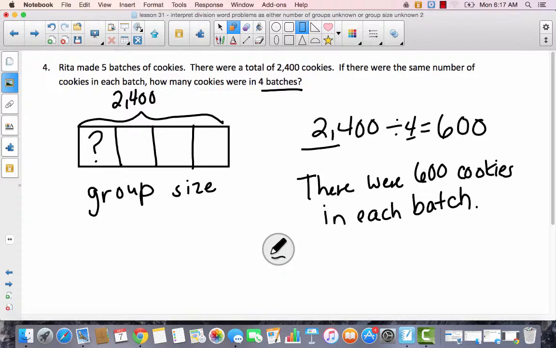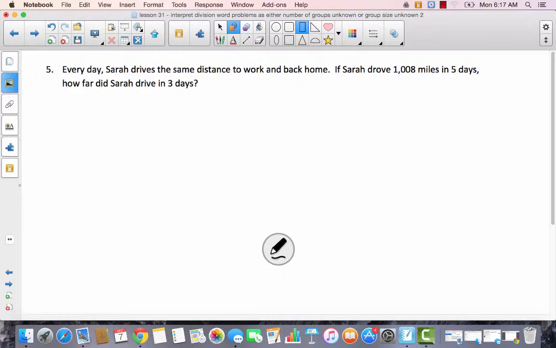I like those. All right, every day Sarah drives the same distance to work and back home. If Sarah drove 1,008 miles in 5 days, how far did she drive in 3 days? All right, so let's take a look here and think about this. So I'm going to go ahead and draw my tape diagram. Oops, I lost my cursor. All right, so here's my tape diagram.